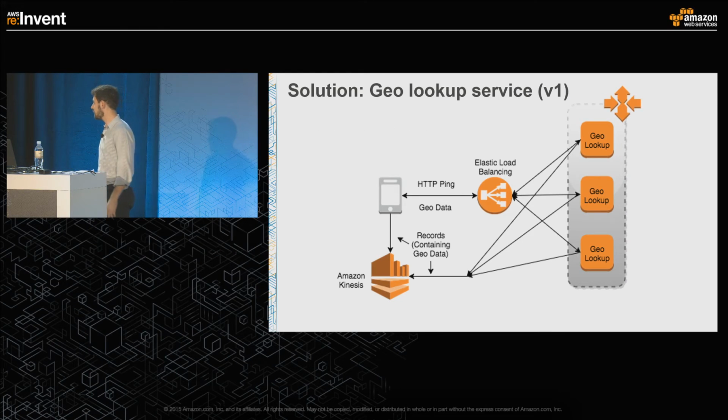Fortunately, there's a pretty straightforward solution. We set up a web application. We had all of our devices, upon session start, let's say, ping that web application. That web application would then see what the IP address was, do a geo lookup, and return that data back to the device. And that was fairly straightforward to set up.